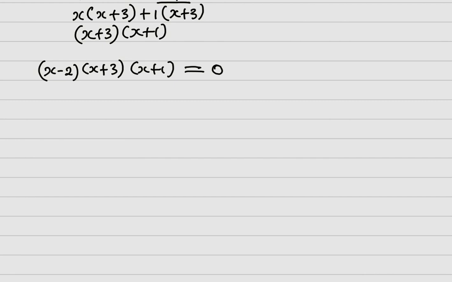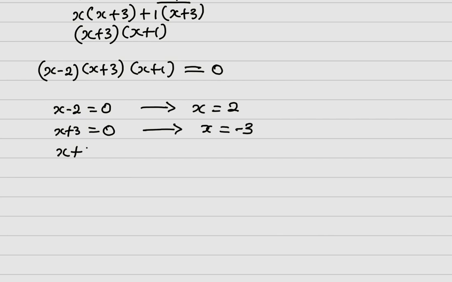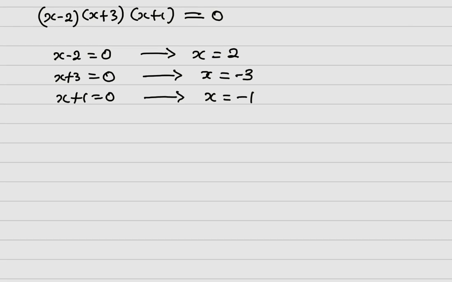Now, in this case, I can find my zeros. x minus 2 is equal to 0, which shows that x is equal to 2. Then x plus 3 is equal to 0, which shows that x is equal to minus 3. Then x plus 1 is equal to 0, which shows that x is equal to minus 1. Writing it in the form of coordinates, I have 2 comma 0, minus 3 comma 0, then the last one, minus 1 comma 0.